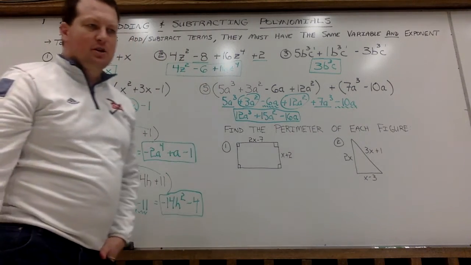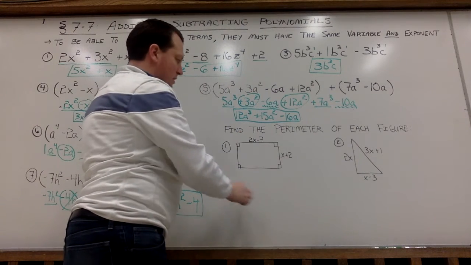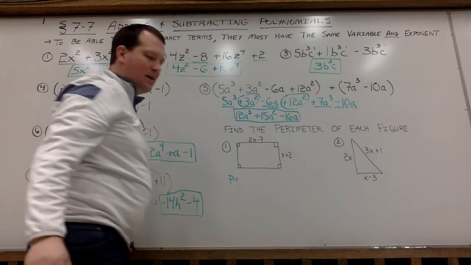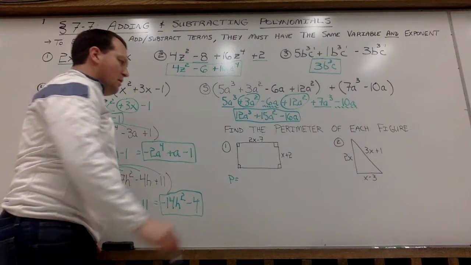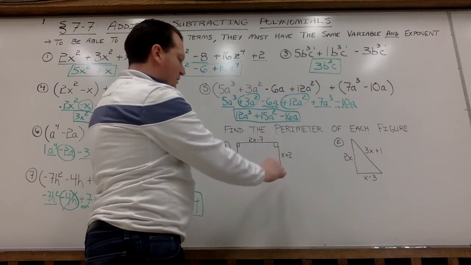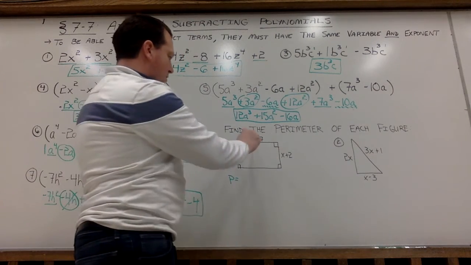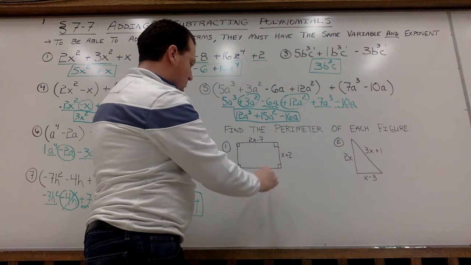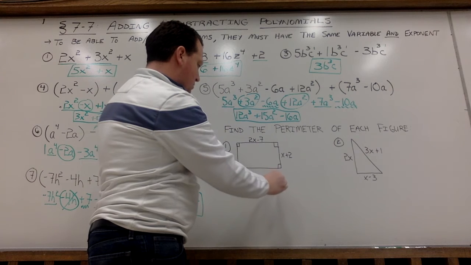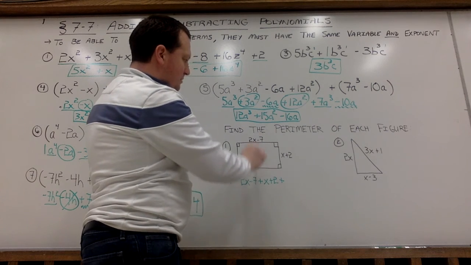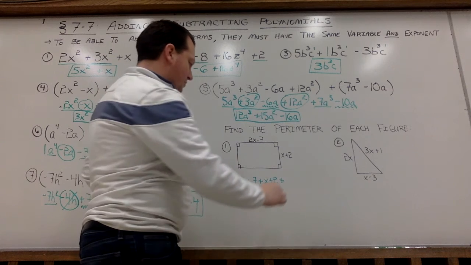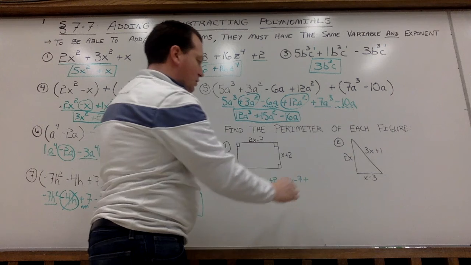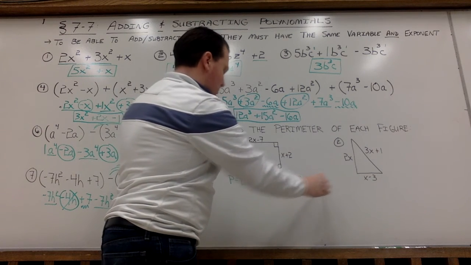Last set of examples here deal with finding the perimeter of a figure. Again, perimeter is when you take the sum of all outside side lengths. So question 1, I have a rectangle as indicated by the 4 right angles. So I've got a top of 2x minus 7 plus a right side of x plus 2 plus bottom side, top and bottom will be congruent, so I'll have another 2x minus 7 plus my left side will be congruent to the right side, x plus 2.